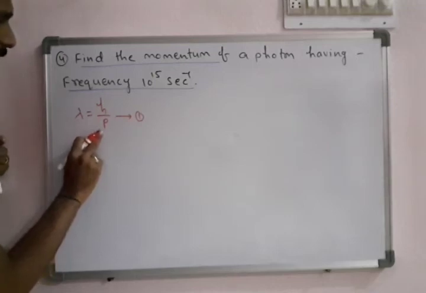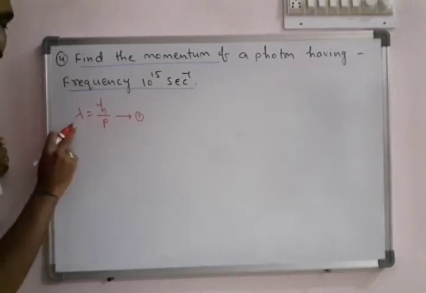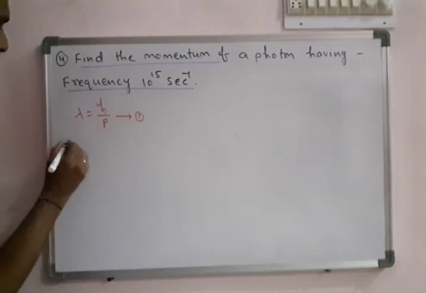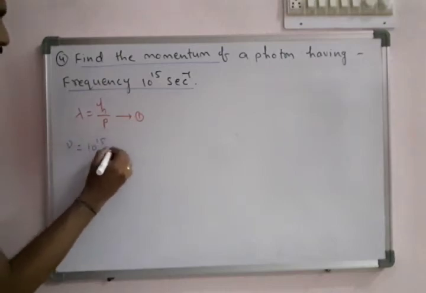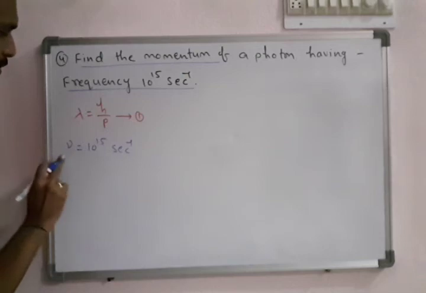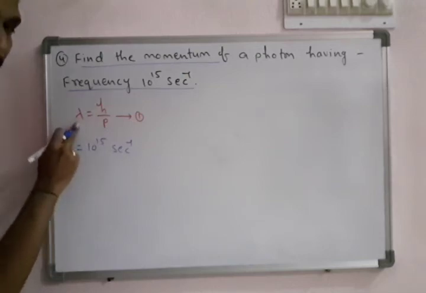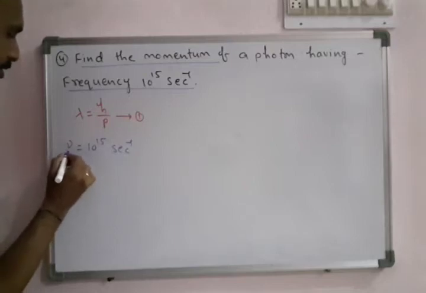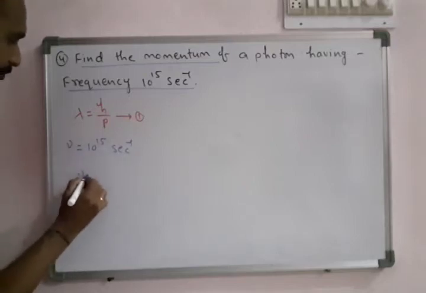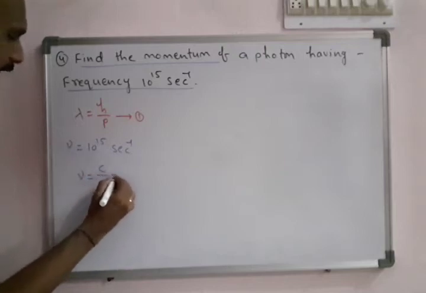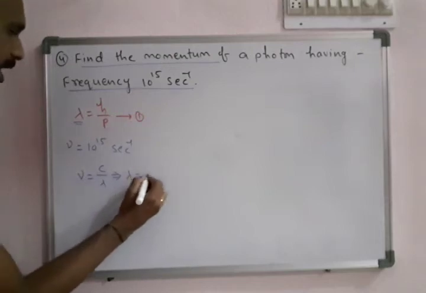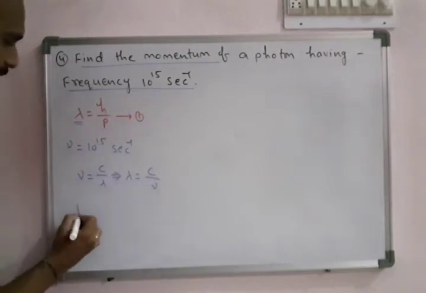So we need to calculate the momentum p. To calculate p, we must know lambda. The information given is the frequency, 10 power 15 second inverse. With the help of the frequency, we can calculate lambda, then substitute in equation 1. What is the frequency and wavelength relation? We know nu is equal to c by lambda. We need lambda, so lambda is equal to c by nu.